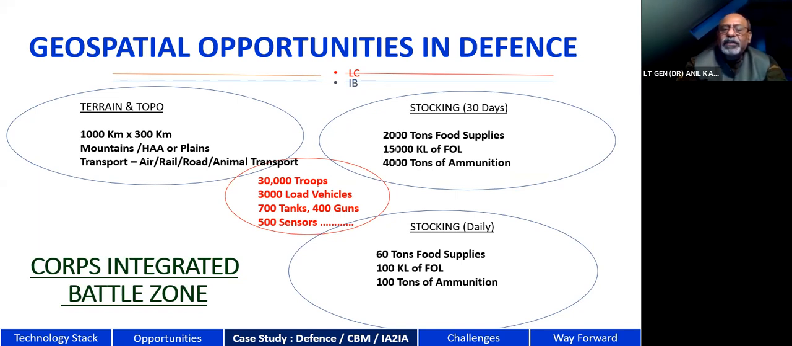And when we look at daily maintenance which goes on, we could look at anything of up to about 60 to 100 tons of food supplies, 100 kiloliters of fuel, oils, and lubricants, and about 100 tons of ammunition. And this could go higher depending on the intensity of battle in war. So if the intensity is high, all this can increase manifold. So that is the kind of challenge which presents in terms of a GIS or a geospatial opportunity.